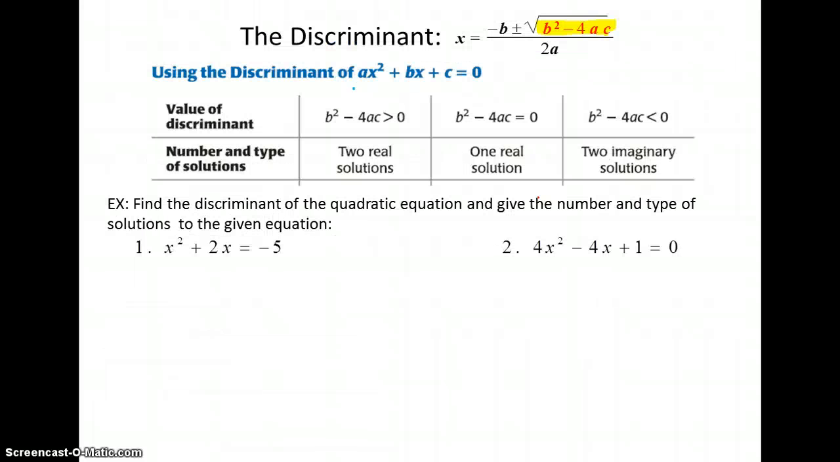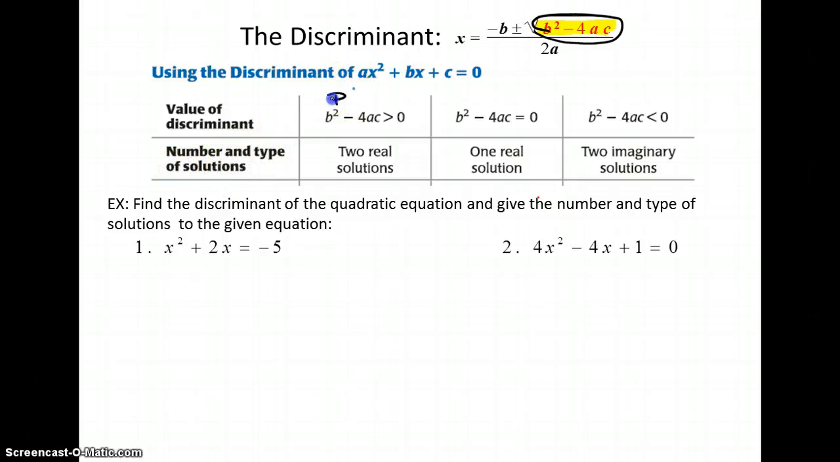So before we end this, let's look at the discriminant. Now the discriminant is just the b squared minus 4ac part. You're not going to take the square root. You're not going to do anything. You're not going to add to it or subtract from it. It's just the b squared minus 4ac part of it. And what that does is it tells me how many solutions I have and what type they are.